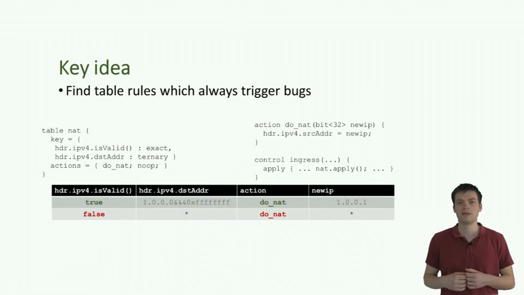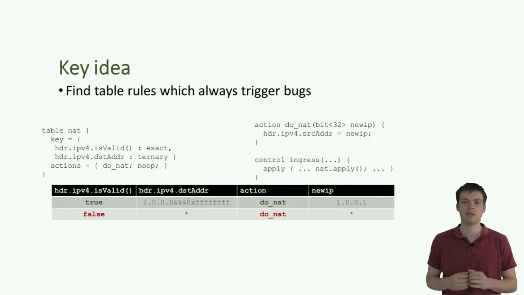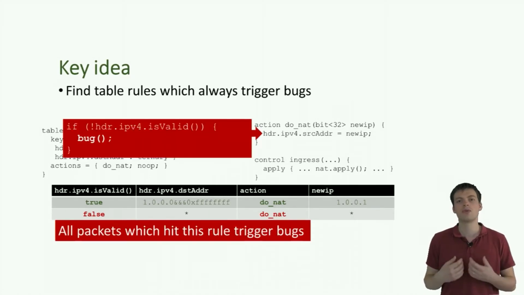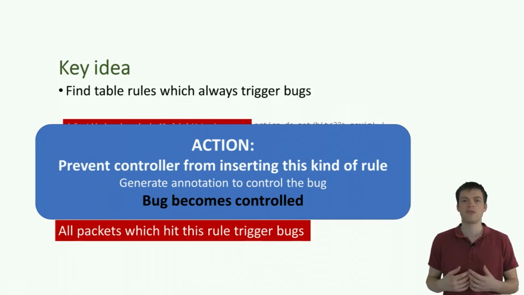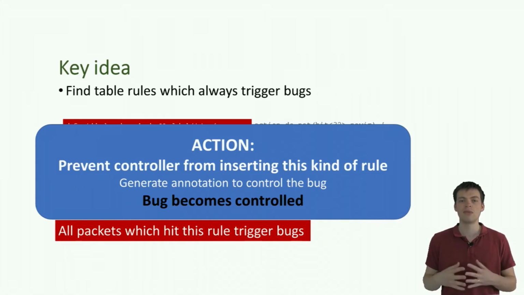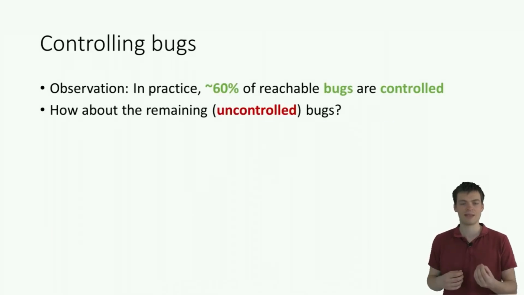Let's zoom into table nat. Assume these two table entries. The rule in green works fine, since no packet which hits it triggers the undefined behavior. However, the rule in red is buggy, and furthermore, for all packets which hit it, they will trigger the undefined behavior. So clearly, no controller should ever insert such a rule at runtime. To handle this situation, we generate a filter to block this type of table entries from ever occurring during runtime. Previously reachable bugs, which have become unreachable due to these automatic annotations, are controlled. The key observation is that in practice, a large portion of reachable bugs are actually controlled.